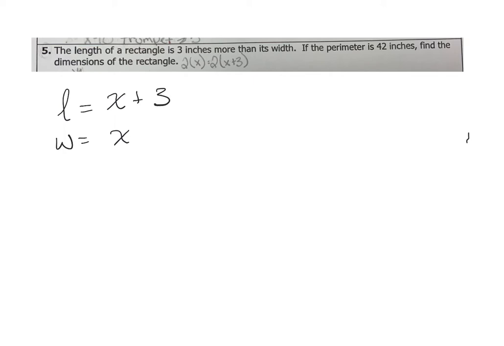So that was given in the first sentence. The length of a rectangle is 3 more than its width. We just defined those variables. Length is going to be x plus 3, and width is going to be x. If the perimeter is 42 inches, find the dimensions.